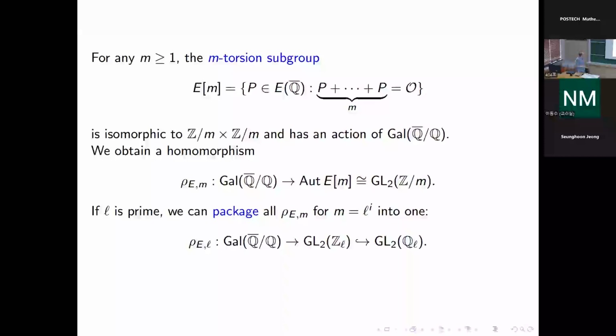And so I get a homomorphism just as before, but now valued in GL2 of the L-adic integers, so that when I reduce it modulo any fixed power of L, I get the homomorphism back that was in the previous line. So I package all of them together for all the ones that are a power of a fixed prime L. And these are called L-adic Galois representations. So these appear in algebraic geometry, in arithmetic geometry, and in number theory, and in the Langlands program.